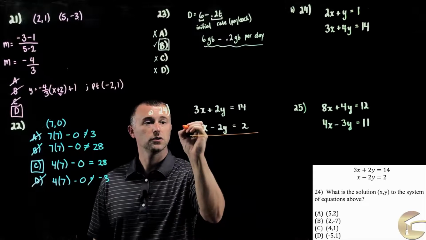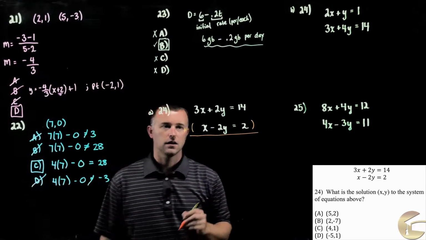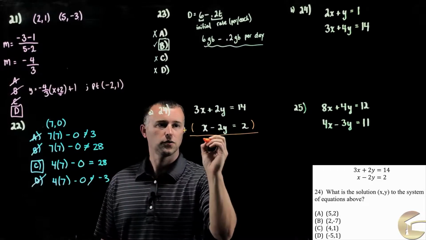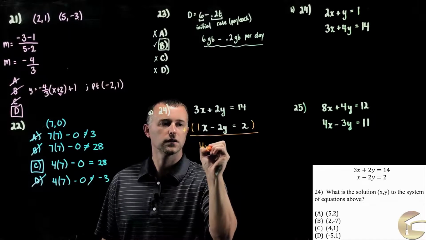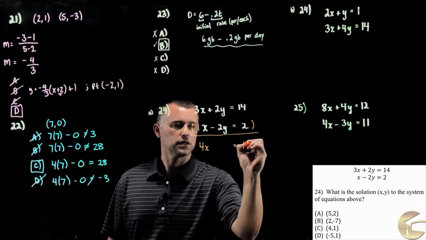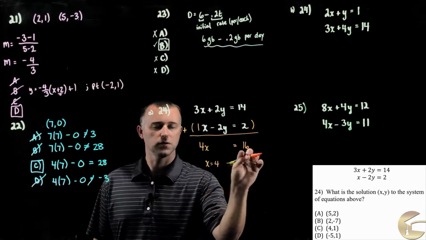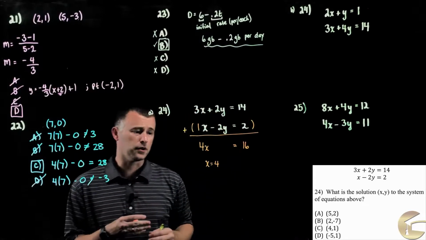So what we're going to do is add these equations together. The reason I'm adding is that it would eliminate the variable y in this equation. So I'm going to add 3x and 1x technically. So this is going to be 4x. These cancel, and this is going to equal 16. Therefore, x is equal to 4. 4 times 4 is 16. Once you have x, we can get y pretty quick.